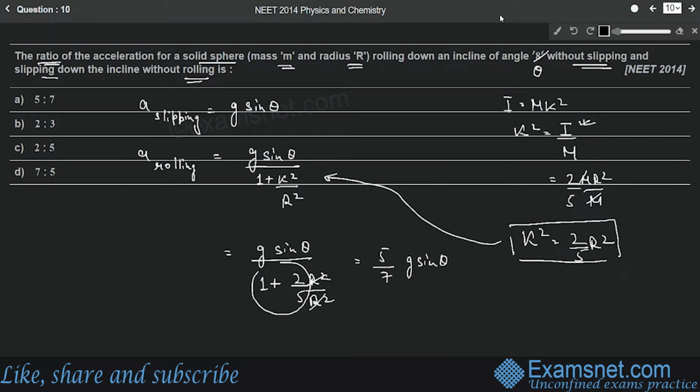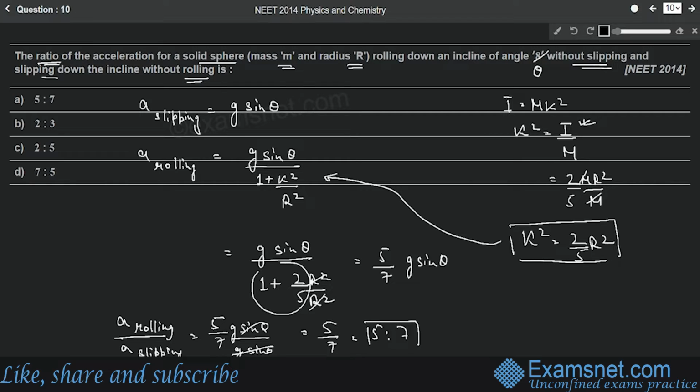Now we have to find the ratio. So the ratio of the acceleration of the solid sphere that is rolling without slipping, that means rolling, by the acceleration in case of slipping. This ratio we have to find out. So this is 5/7 g sine theta, and for slipping it is only g sine theta. So g sine theta will be cancelled. The ratio will be 5/7, that is 5:7. So the correct answer will be option number A.